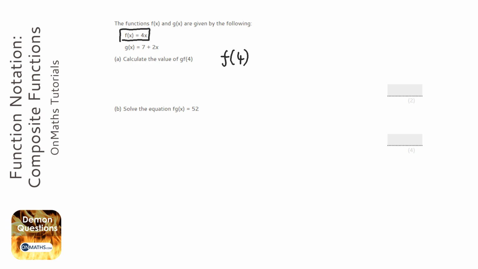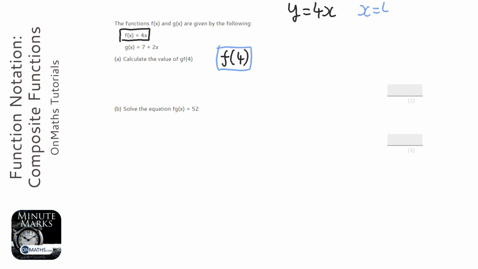Now, this is a question about composite functions, and I'm going to start this question off by just answering this question. What is f bracket 4? Now, this equation here, up until this level, that used to be y equals 4x, and the question we have here would be, what is y when x equals 4?